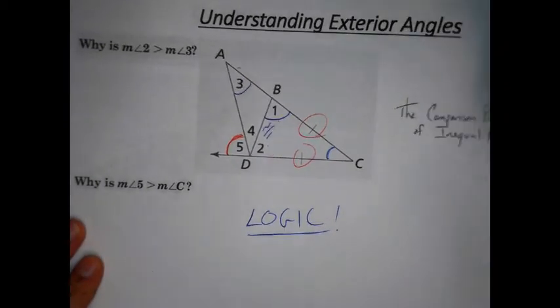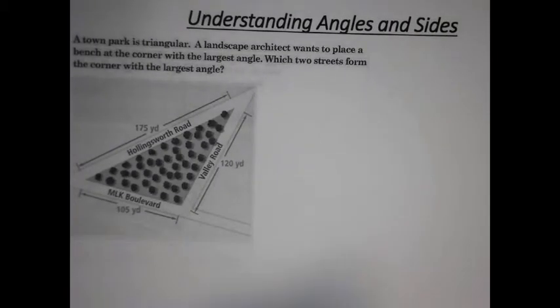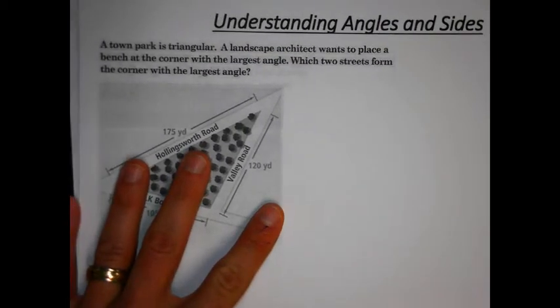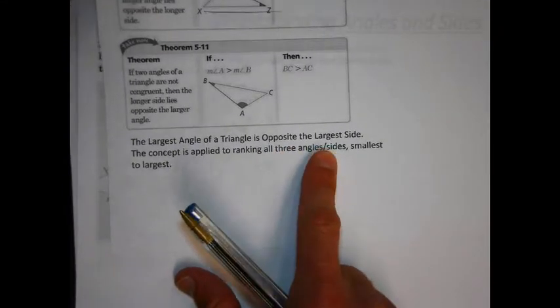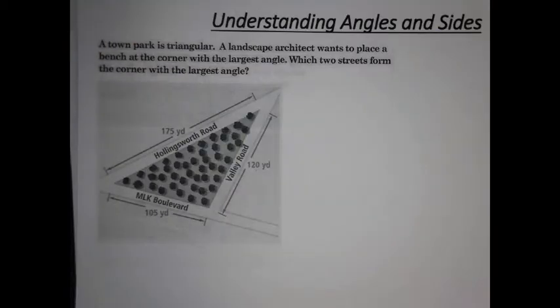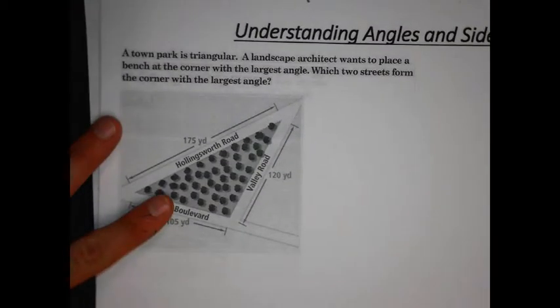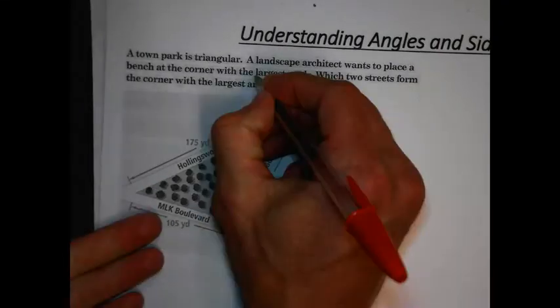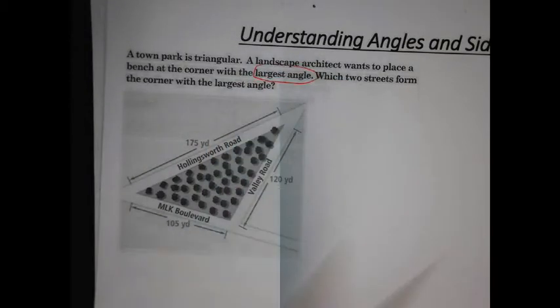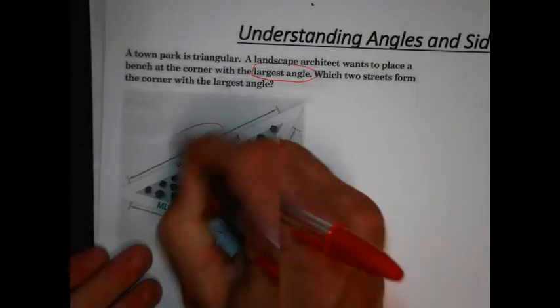next example. Now, we were going to talk about angles and sides, right? We talked about the second note where we discussed that the largest angle of a triangle is opposite the largest side. Remember? Okay. So then we have this example. The town park is triangular. The landscape architect wants to place a bench at the corner with the largest angle. So that's going to be opposite the largest side. What's the largest side? 175.